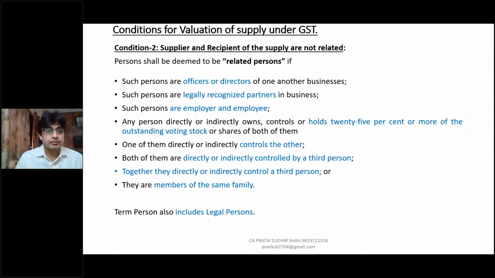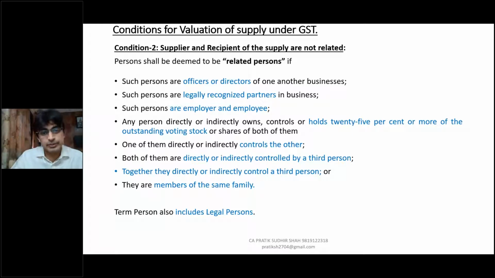Now, when I say they should not be related, these are all the categories when supplier and recipient are said to be related. First is officers or directors of one another's business.